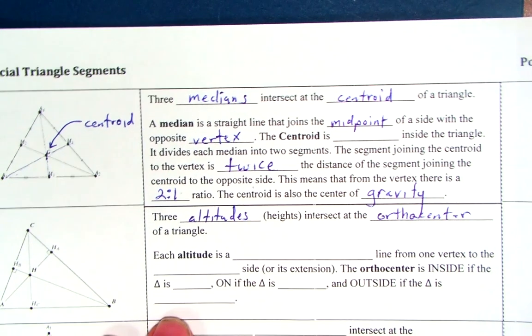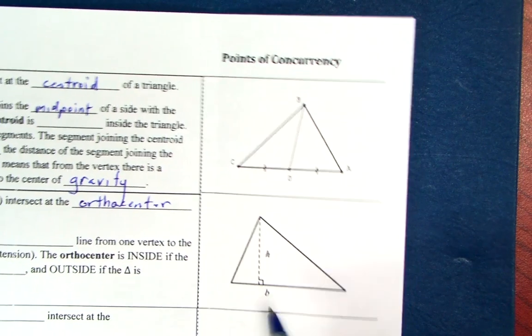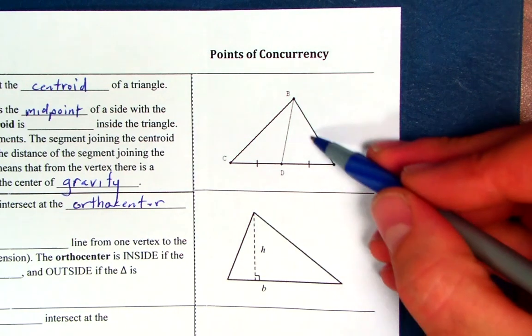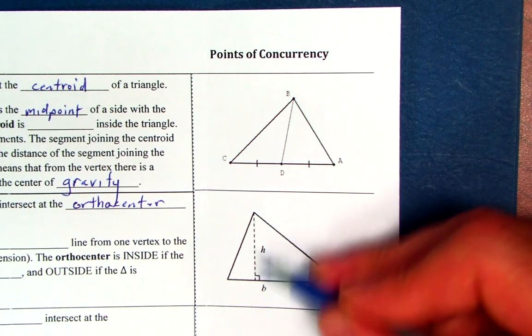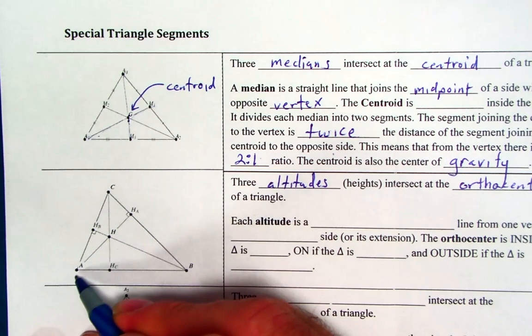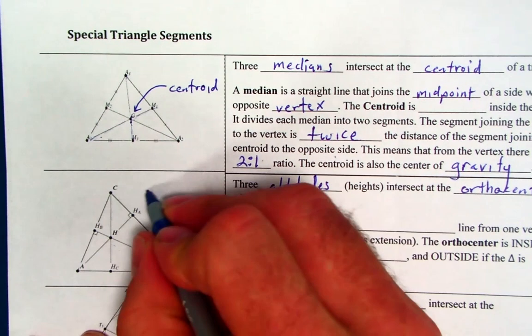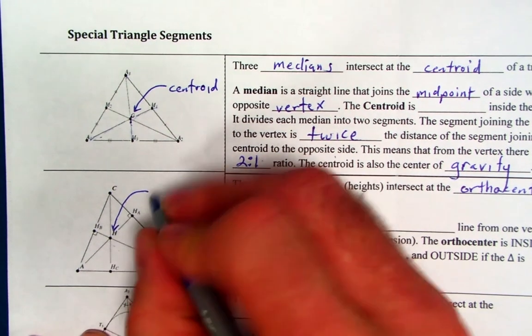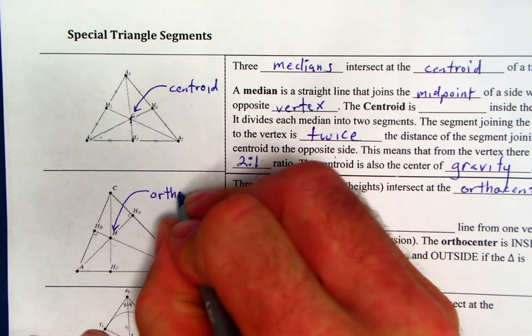So here's one altitude. Every triangle has three, just like every triangle has three medians. Every triangle has three altitudes. Here's one. And here's a diagram that shows three altitudes meeting at the orthocenter. So H is the orthocenter.